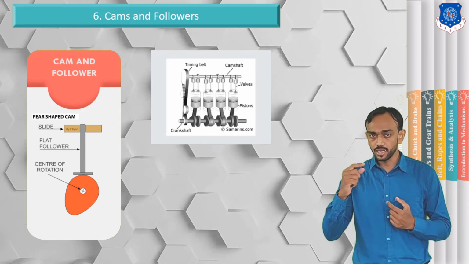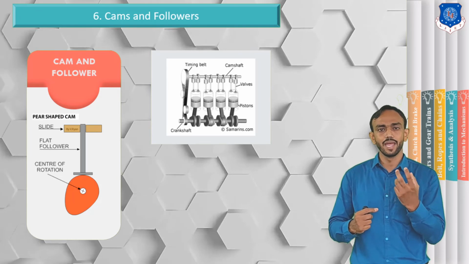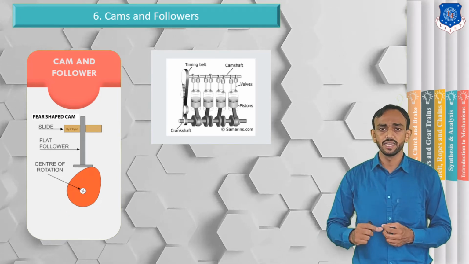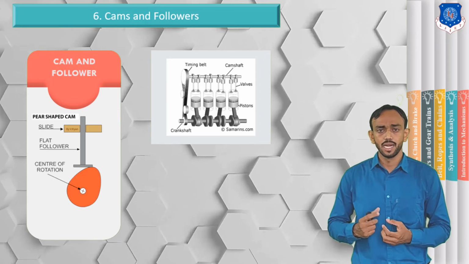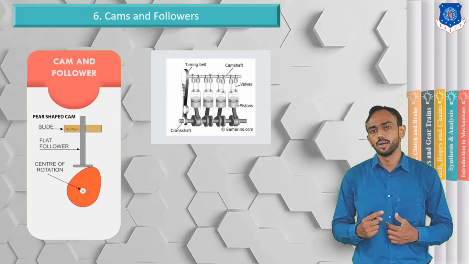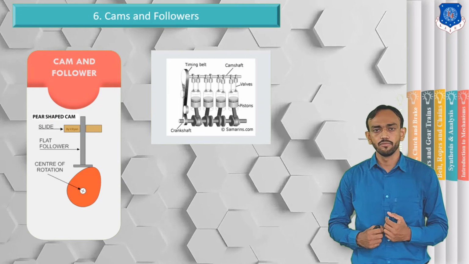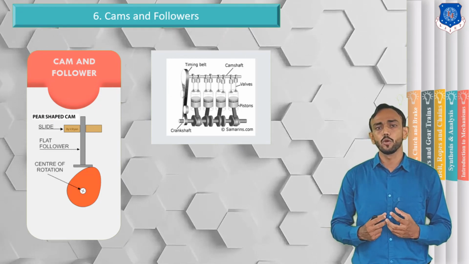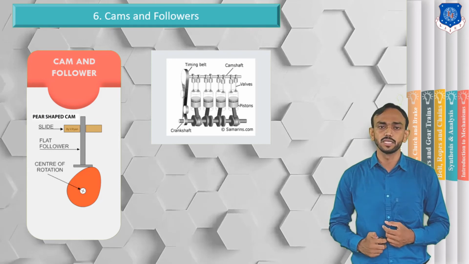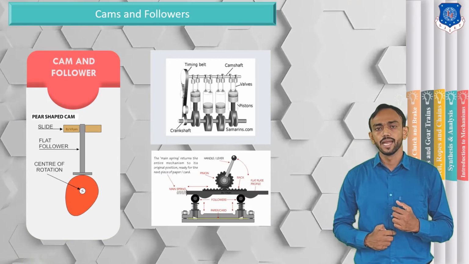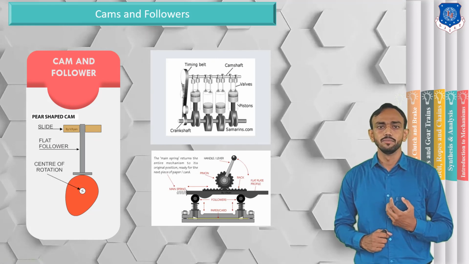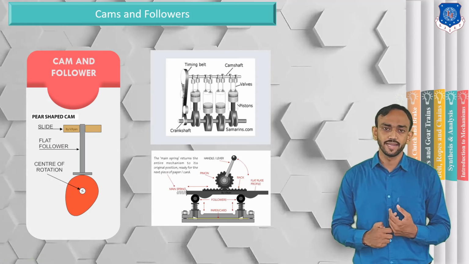We will design the cam profile because some data is given, like for 90 degrees we want to open the valve, and after that for 30 degrees we want to close the valve. So that type of data is given, and we are going to design the profile with which we will get the output. Okay, and it is also used in the textile industry and paper cutting industry.